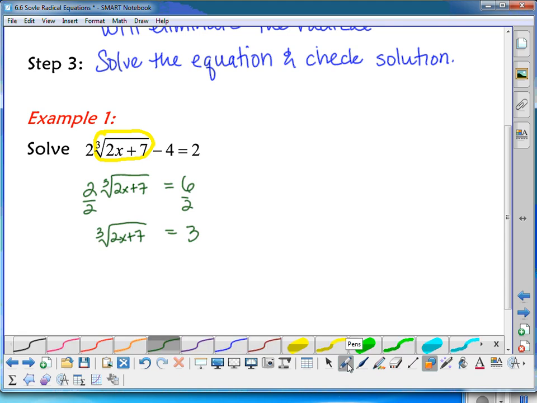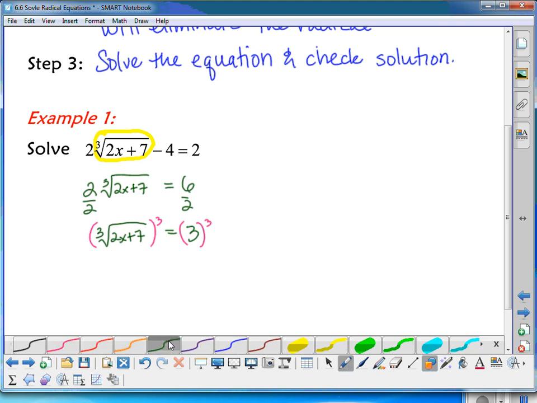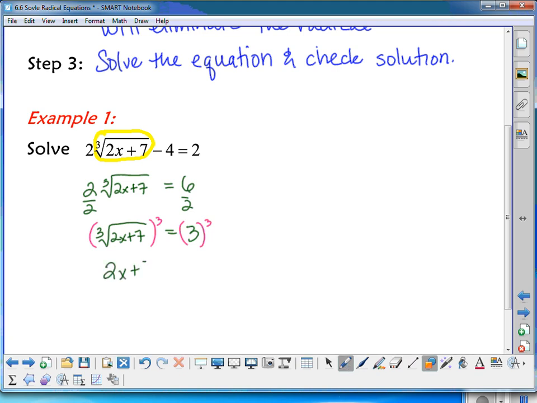So to undo a cube root, what power would I raise it to? I would cube it, or the third power, right? And whatever you do to one side, you've got to do to the other side. So I cube both sides of my equation, and I have 2x plus 7 is equal to 27. Then I subtract 7, 2x is equal to 20, and then x would equal 10.